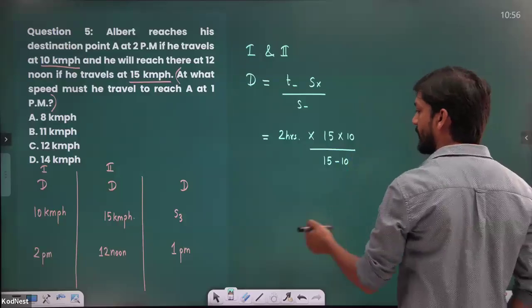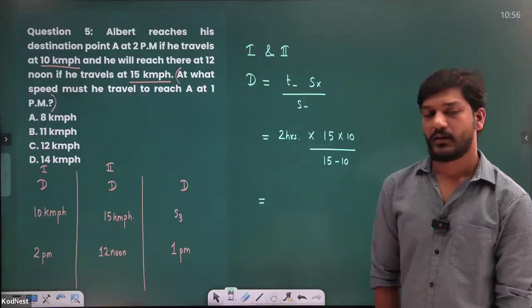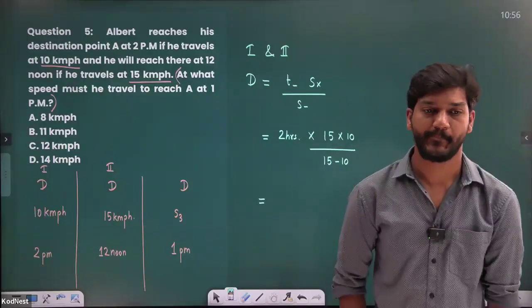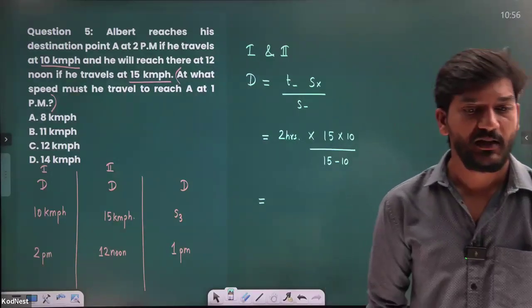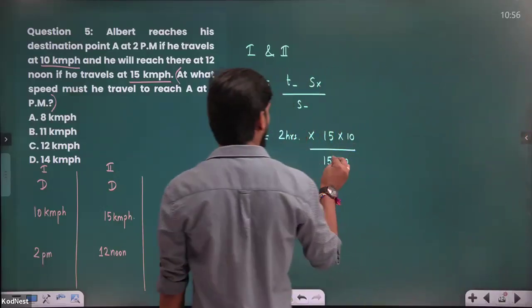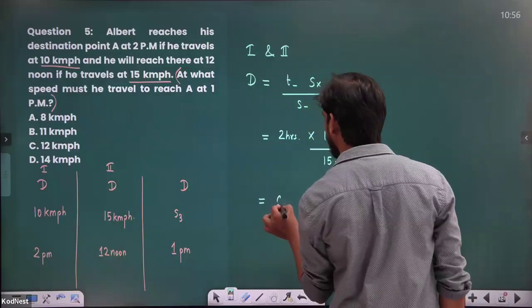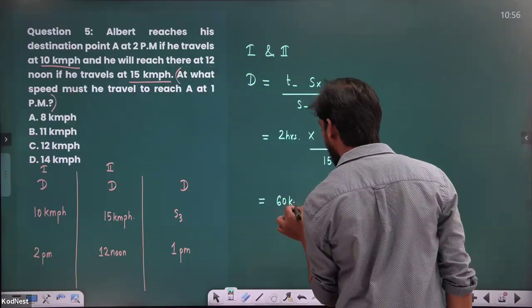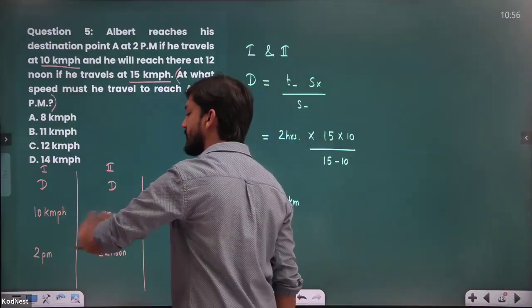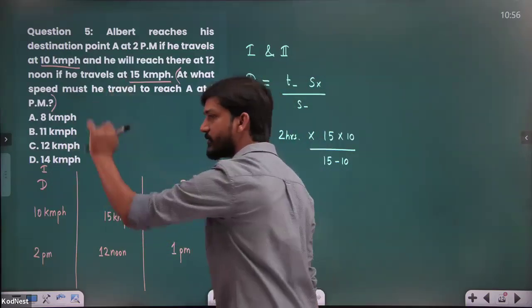Now solve it. Solving this, what will you get? How much will you get? 15 minus 10 is 5, 5 into 3 is 15, so 3 into 10 is 30, 30 into 2 is 60. So you will get 60 kilometers. My dear, you know the speed in the first and second case. Now you know the distance also. Distance is 60.